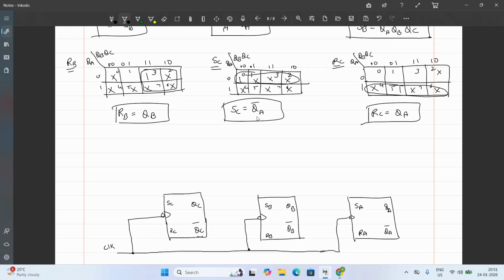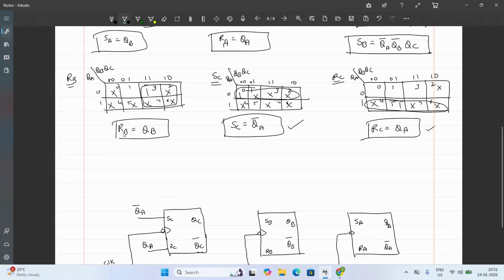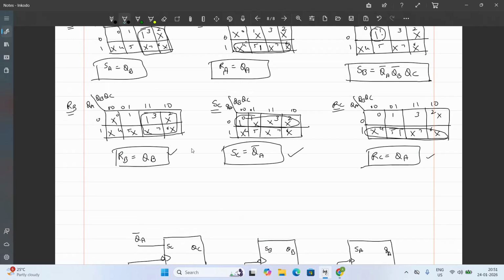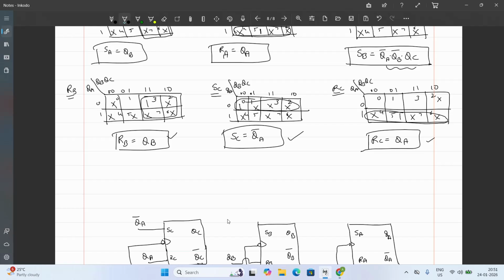Now your SC is nothing but equal to QA bar. So you just have to show a line with the value as QA bar. So you're done. RC is equal to QA. Then RB is QB. Whereas SB is a combination of three values, and it is all ANDed, which means it is an AND gate. You have an AND gate which has three inputs: QA bar, QB bar, and QC. That is given as input to SB.